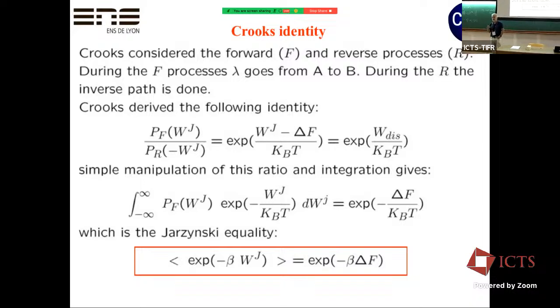The point is that this is very sensitive to extreme fluctuations. Suppose that here you have, for some reason, for example external noise on the system, a big negative fluctuation. This will dominate over this average because it's an exponential divergence. And so it's very useful to use the two in order to check your experimental results.